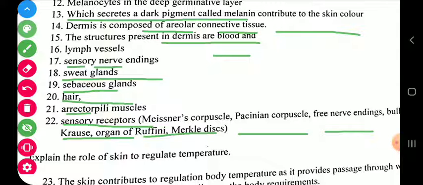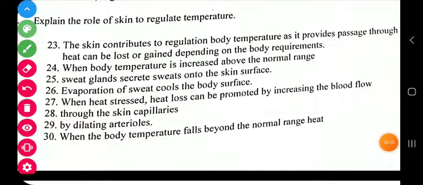So when you write an essay, how many MCQ questions are involved in an essay? So those points are very important. Explain the role of the skin in regulating temperature. The skin contributes to the regulation of body temperature as it provides the passage through which heat can be lost or gained depending on the body requirements. It is the passage, right? It provides the passage for heat loss and heat gain.